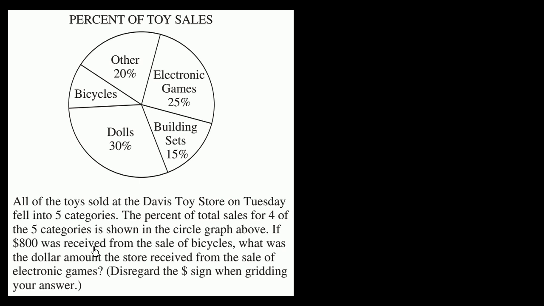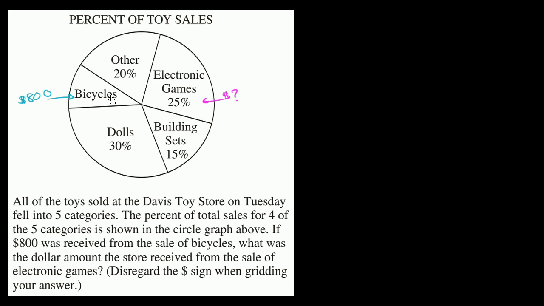If $800 was received from the sale of bicycles, so this right over here amounts to $800, what was the dollar amount the store received from the sale of electronic games? So electronic games, which was 25% of their sales, is how many dollars? And then, well, this last part is just for filling it in on a kind of test form.